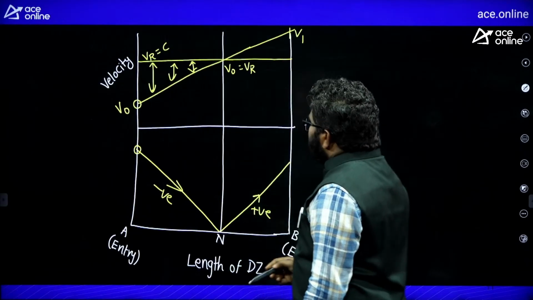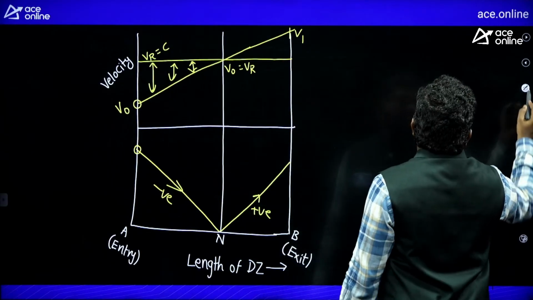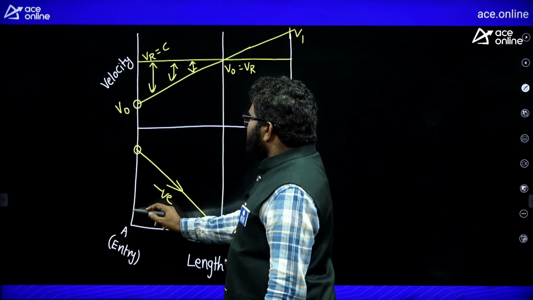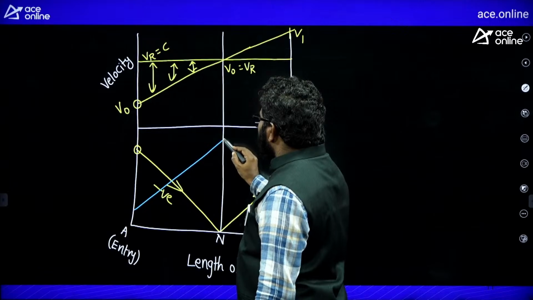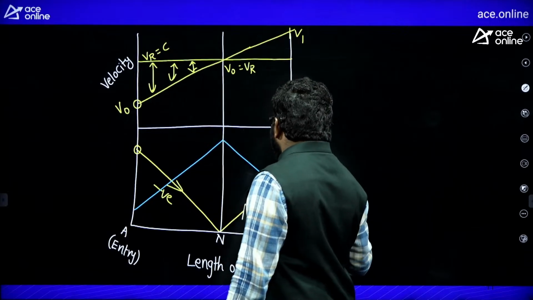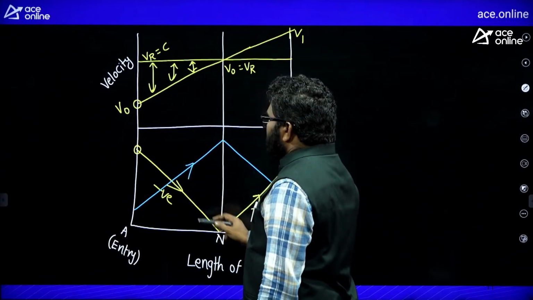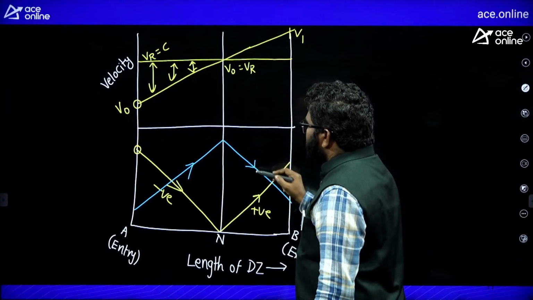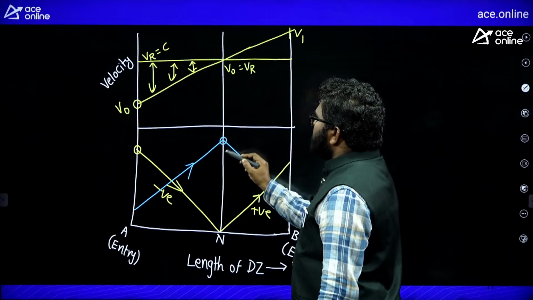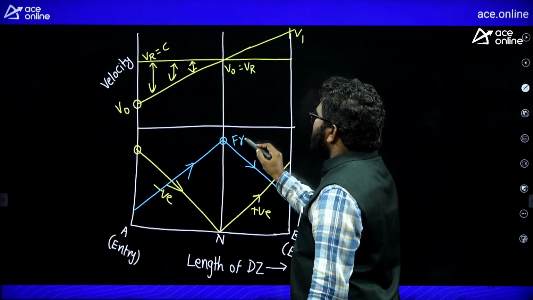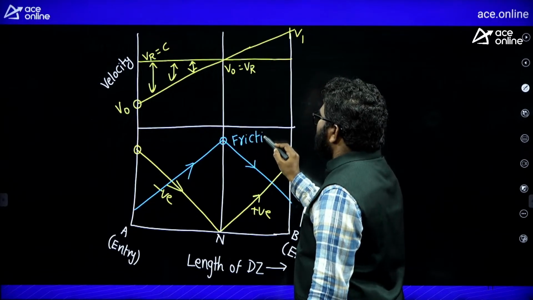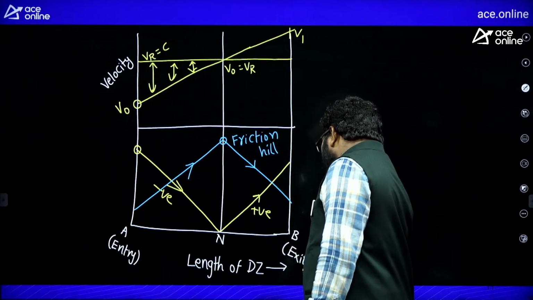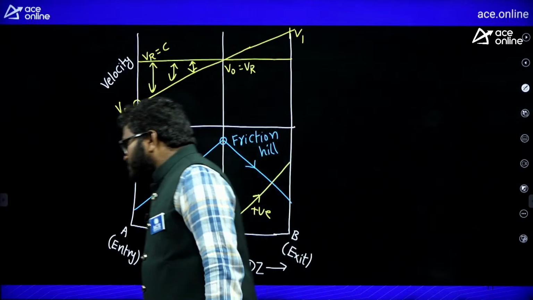Now if we consider pressure, pressure is minimum at entry, keeps on increasing, and at the neutral plane pressure is maximum, then pressure is decreasing. So remember, in the lagging zone pressure is increasing, in the leading zone pressure is decreasing, and the maximum pressure point we call the friction hill. Remember this information.